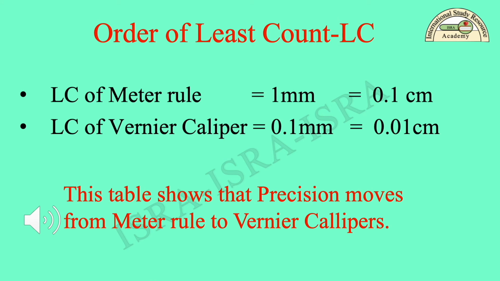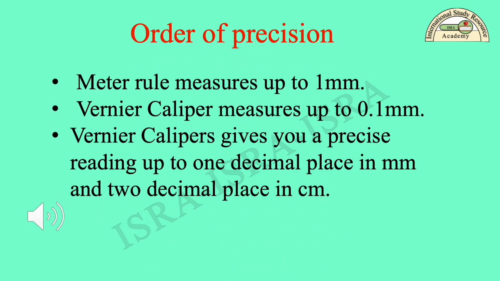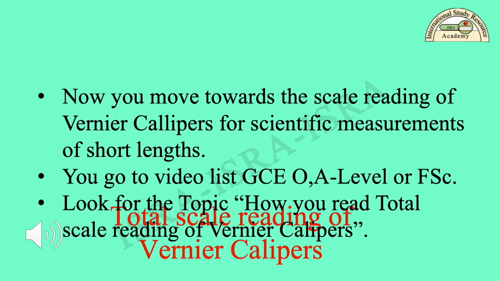Order of least count LC. LC of meter rule is equal to 1 millimeter or 0.1 centimeter. LC of vernier calipers is equal to 0.1 millimeter or 0.01 centimeter. This table shows that precision moves from meter rule to vernier calipers. Order of precision. Meter rule measures up to 1 millimeter. Vernier caliper measures up to 0.1 millimeter. Therefore, vernier calipers gives you a precise reading up to 1 decimal place in millimeter and 2 decimal place in centimeter.